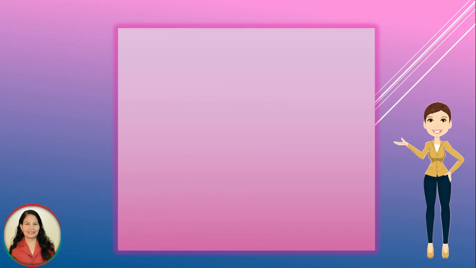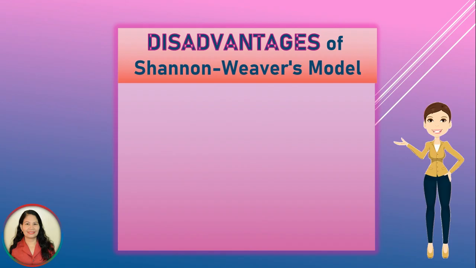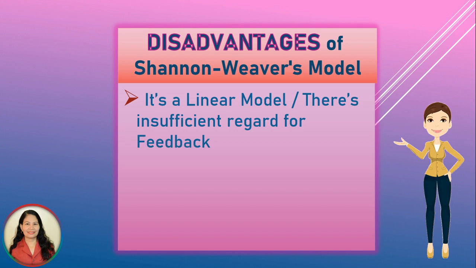Here are the disadvantages. First, it is a linear model. There is insufficient regard for feedback. The original 1948 Shannon-Weaver blueprint did not contain the feedback component. When it was added by Weaver later on, it was included as a bit of an afterthought. Thus, it lacks the complexity of truly cyclical models such as the Osgood-Schramm model.